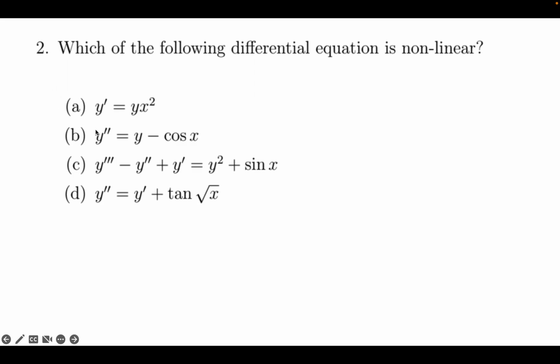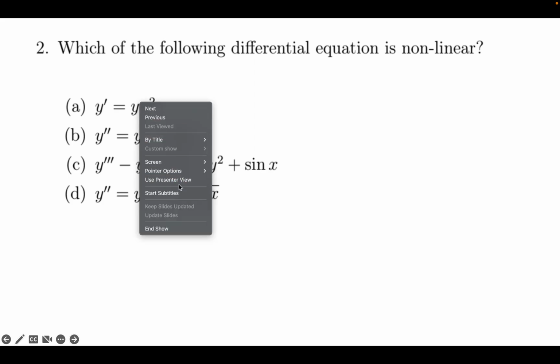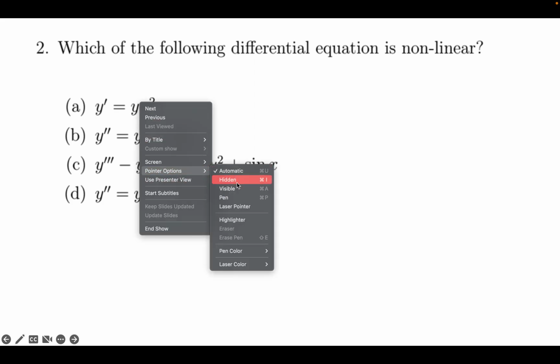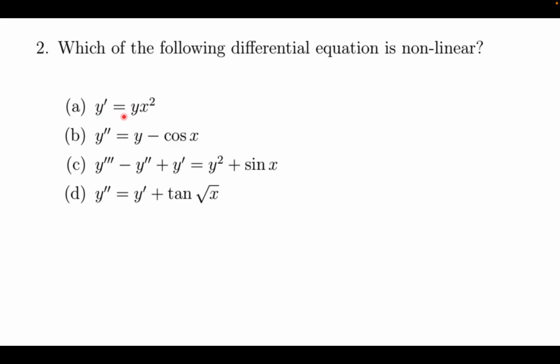So if I start with the first equation, I see that this is a linear differential equation, right? Again, let me just use the laser pointer. The first equation is linear because all derivatives appear in a linear fashion, and the dependent parameter is also linear. It has only power 1. Now coming to part B, again you see all the derivatives and the dependent variable appear in a linear fashion. So again this is a linear differential equation.